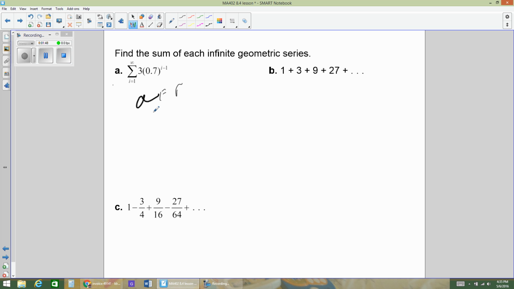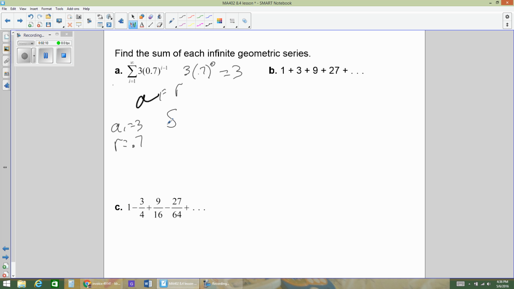So the first term happens when the I value is 1. So if you plug a 1 in for I, like we were doing on our last lesson, you would get 3 times 0.7 to the 0. So that's just 3. So your a sub 1 value is 3. Your r value, that common ratio, is 0.7.